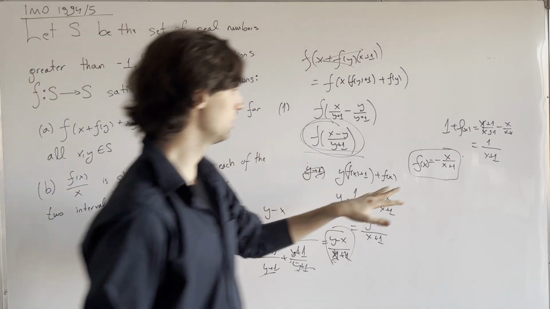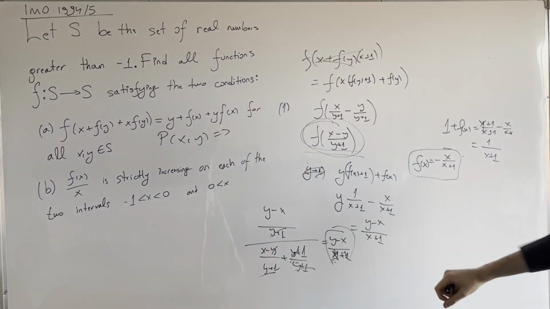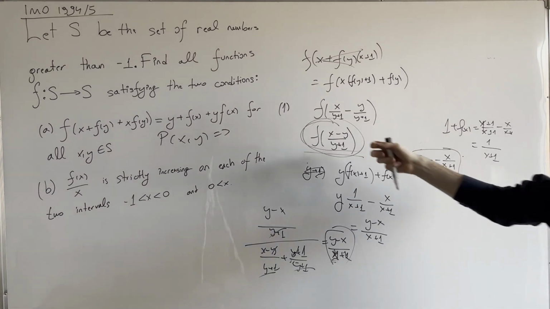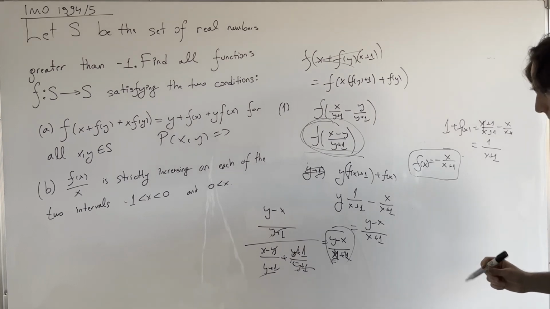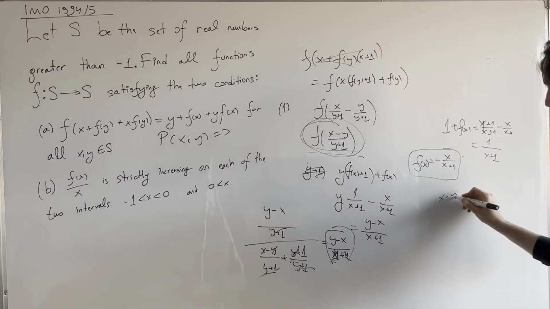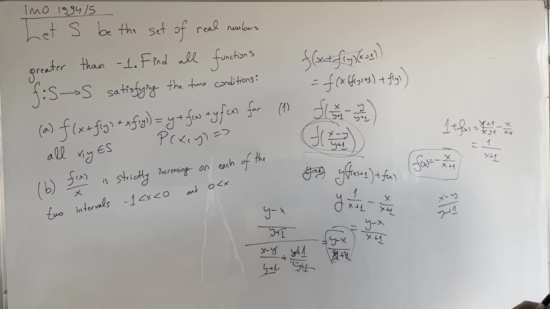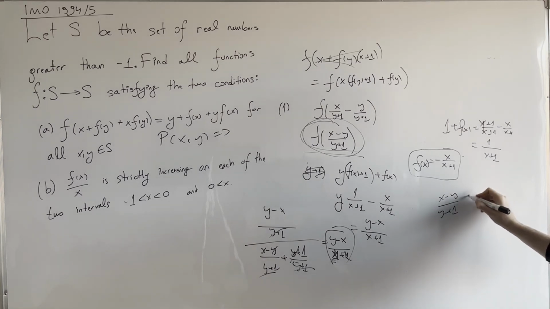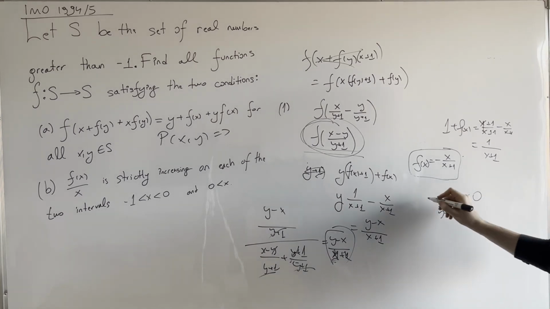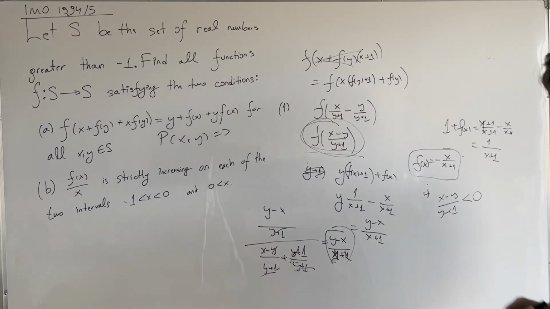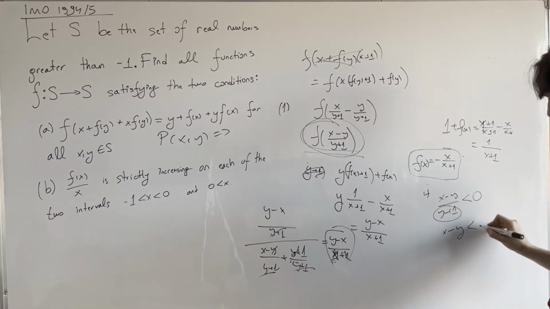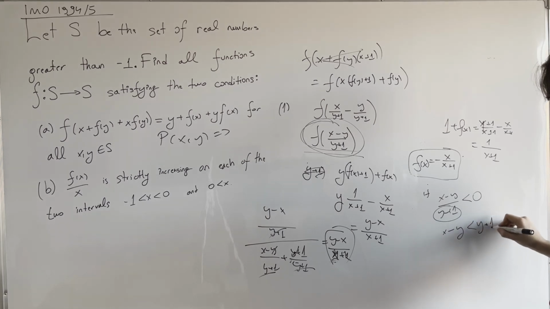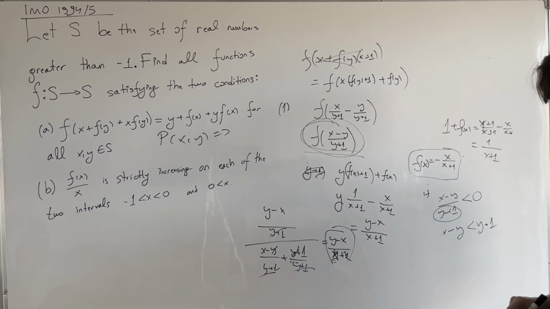Let's just check that, let me double check this. Let's double check that this is actually in range. So how do we do that? We need to show that x minus y over y plus 1, if this is less than 0, that it's greater than minus 1. Okay, so if this is less than 0, we know y plus 1 is positive, so we can multiply everything by y plus 1. We need x minus y to be less than y plus 1.